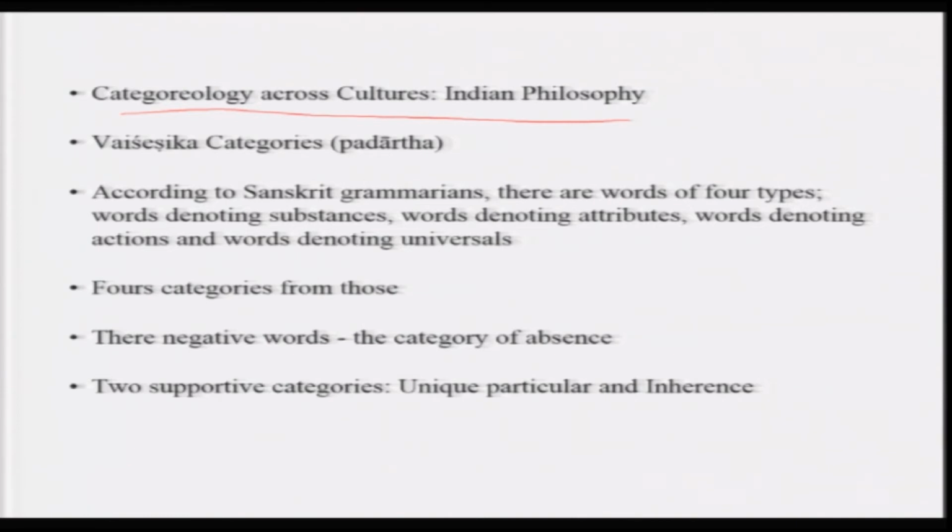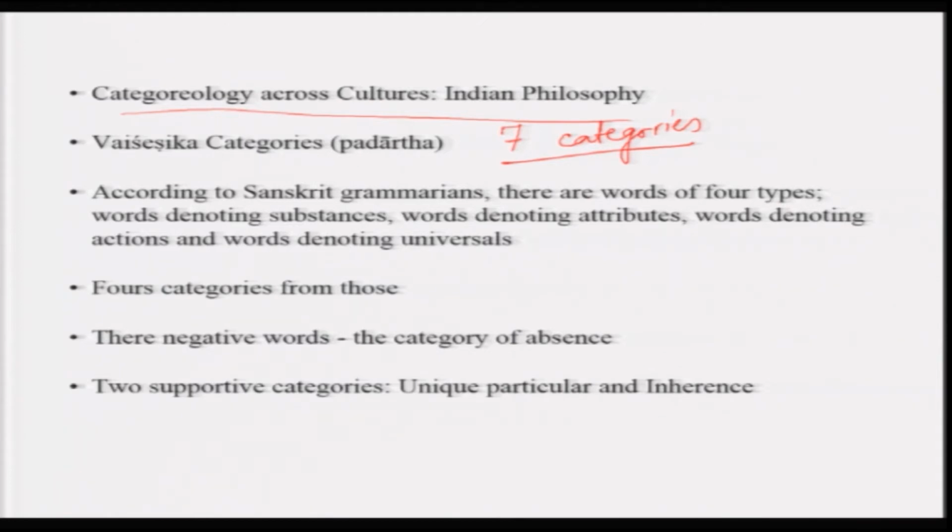Vaishyashikas are the physicists in some sense. So, they talk about objects. So, for them it is very important to also at the same time classify objects. So, they believe in 7 categories which they call padarthas, and we will see once again it is a semantic typology. It comes directly from the grammarians.